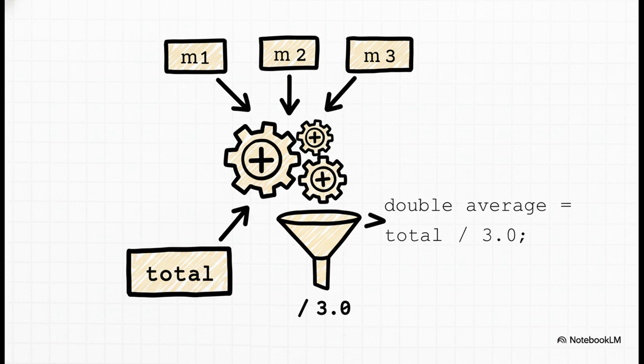This is a little pro tip. By adding that decimal, we're signaling to Java, hey, the answer to this might have a decimal, so make sure you use a data type that can handle it. That's what ensures our accurate average.